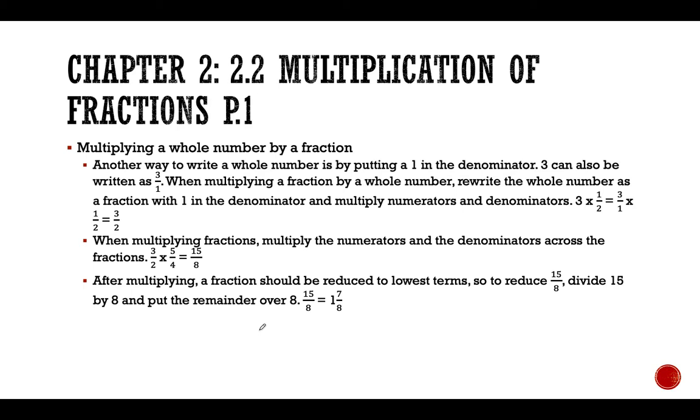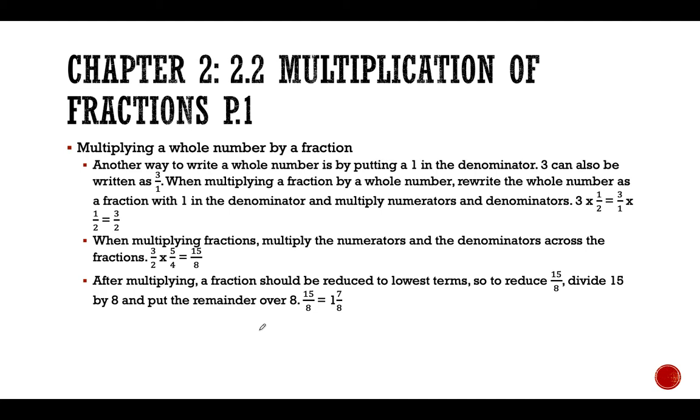3 times 1/2 equals 3 over 1 times 1 over 2, which equals 3 over 2. When multiplying fractions, multiply the numerators and the denominators across the fraction. So 3 over 2 times 5 over 4 equals 15 over 8. 3 times 5 is 15, 2 times 4 is 8.